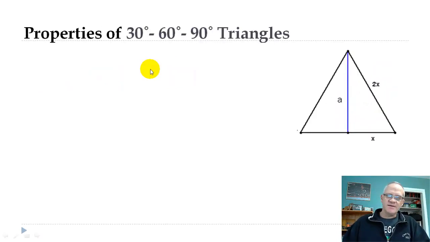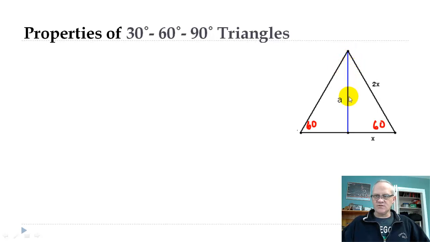30, 60, 90 triangles. Okay, so here's the other thing that we're going to look at today. The 30, 60, 90 is kind of our starting point here. This triangle is an equilateral triangle. So our starting point for the 30, 60, 90 is an equilateral triangle. Okay, so remember, if you have an equilateral triangle, all the angles are 60 degrees. So there's 60, 60, and then up here, this whole thing is 60.